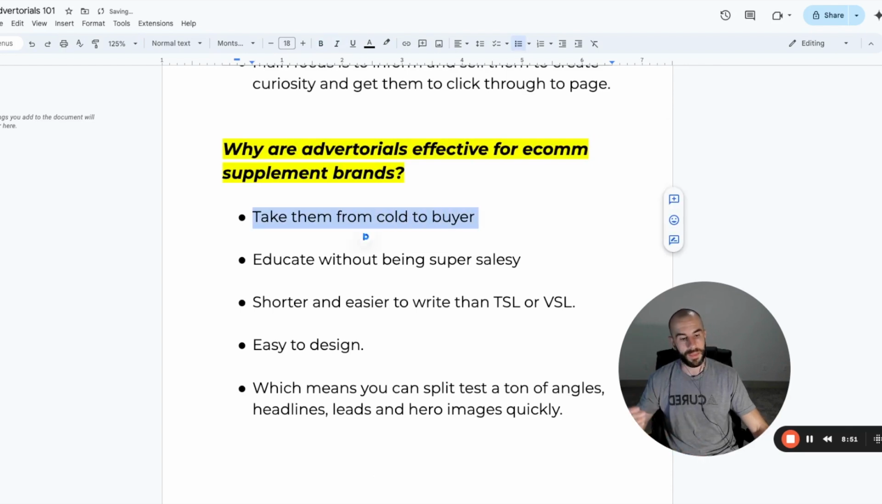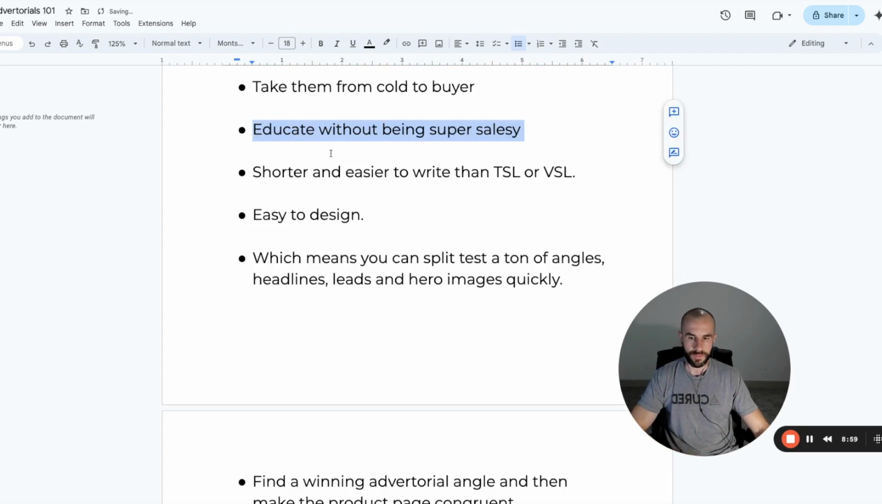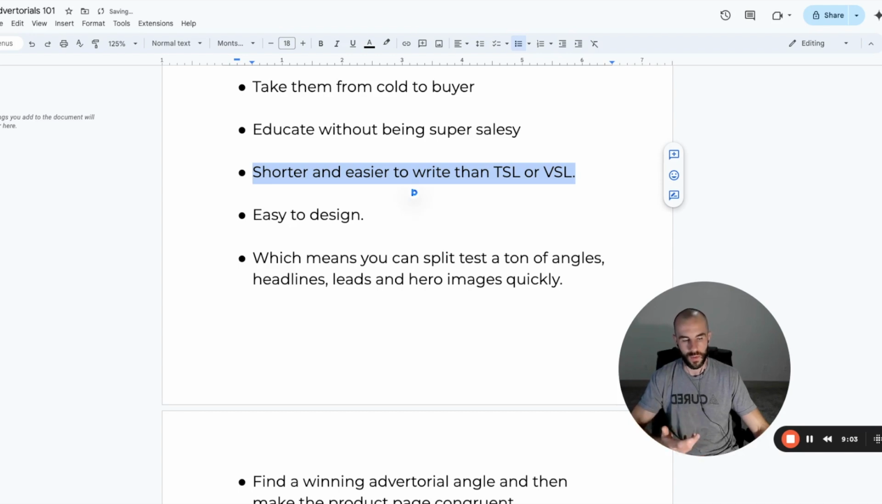You have them clicking from an ad to the advertorial, then through to the sales page. You can educate the person without feeling like you're being super hypey or salesy. Also, they're shorter and easier to write than a full-blown text sales letter or a video sales letter. And personally, myself and a few other people I know in the past few years have seen that text sales letters have become much less effective for a lot of supplement companies.